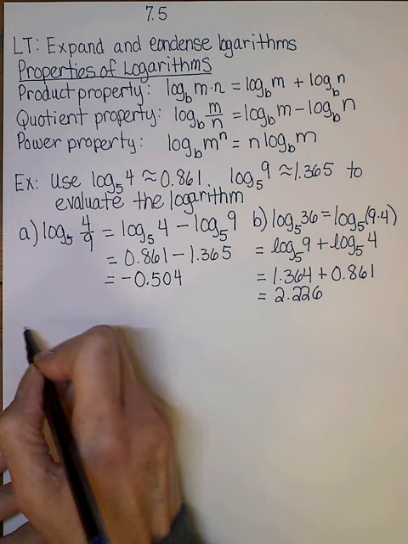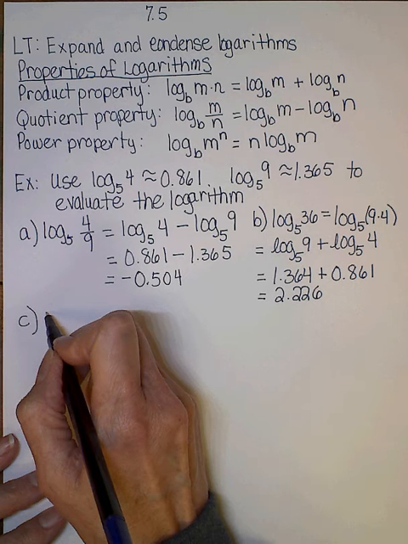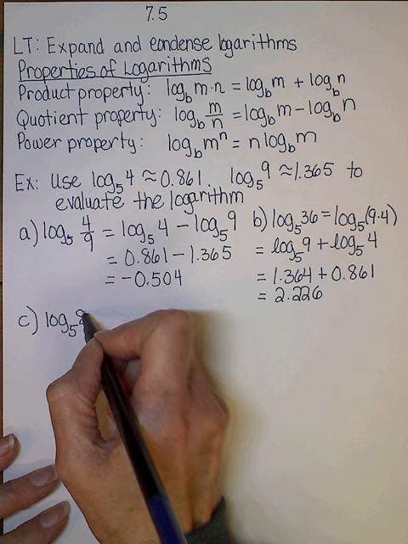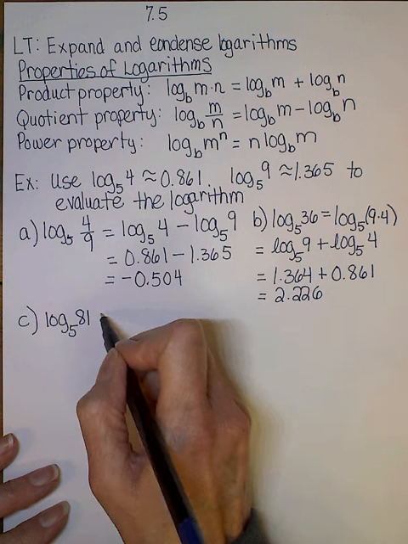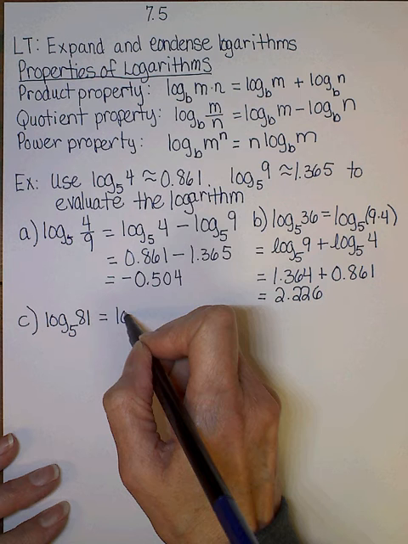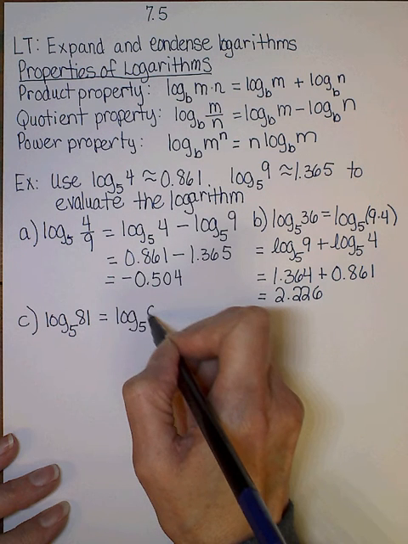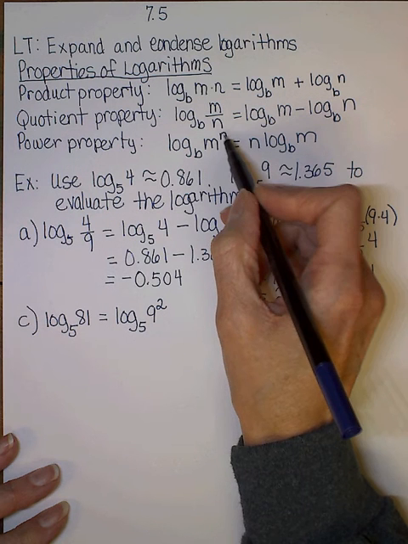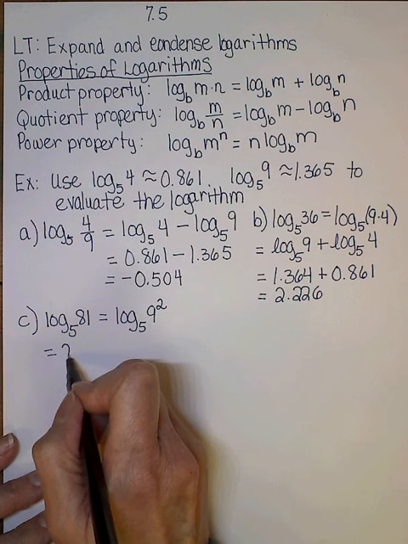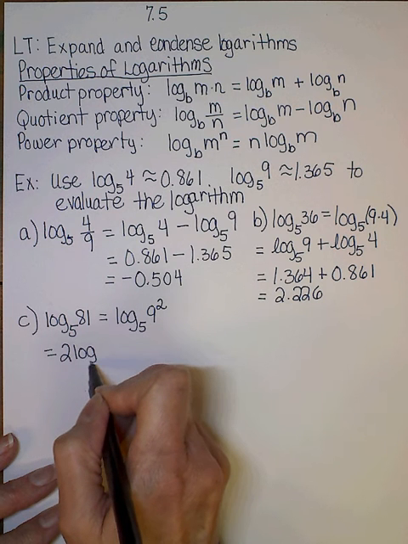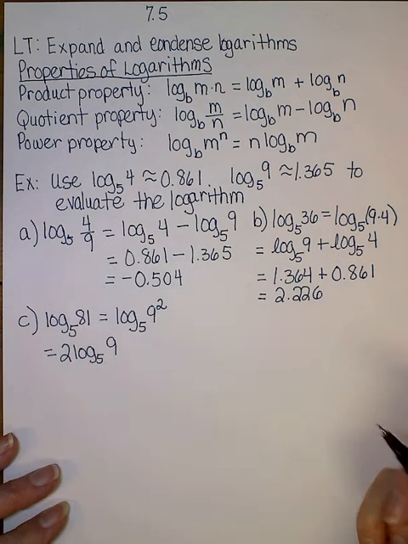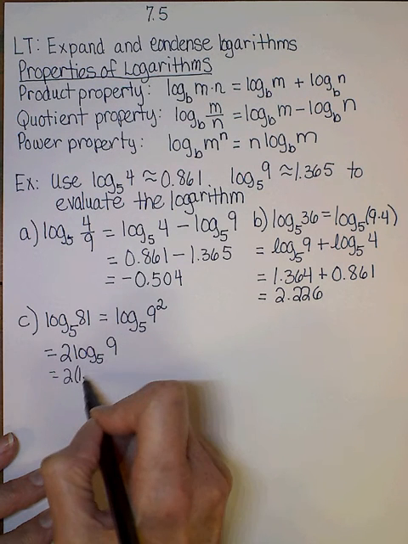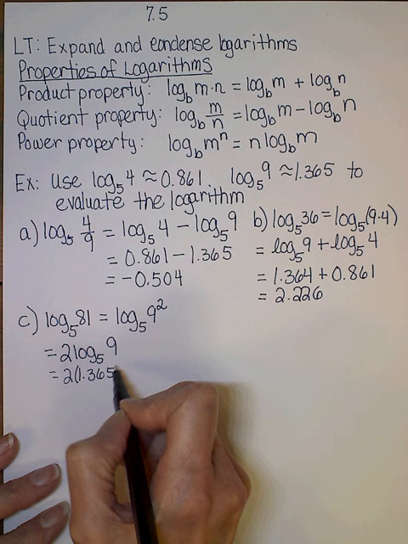Alright, now we need to practice the power property. So they have it written as 81. But again, I'm going to rewrite that 81 as 9 squared. Then I'm going to use the power property that tells me to bring that exponent down front. So I'm going to bring the 2 down front. Okay. Now I'm going to substitute in this value again to get the final answer.